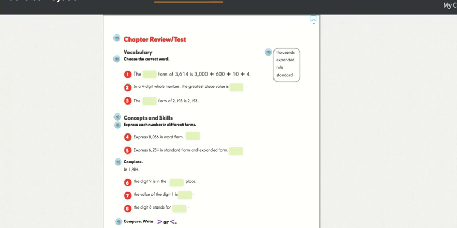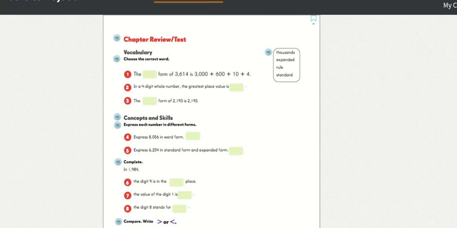In a 4-digit number, the greatest place value is blank. Okay, well, we've already used expanded. It's either thousands, rule, or standard. What would make sense? Rule. Is rule a place value? No. So it's got to be thousands. In a 4-digit number, here's an example of one. There are 4 digits. For example, in this number, it's a 3, a 6, a 1, and a 4. And the greatest of the places is the thousands place.